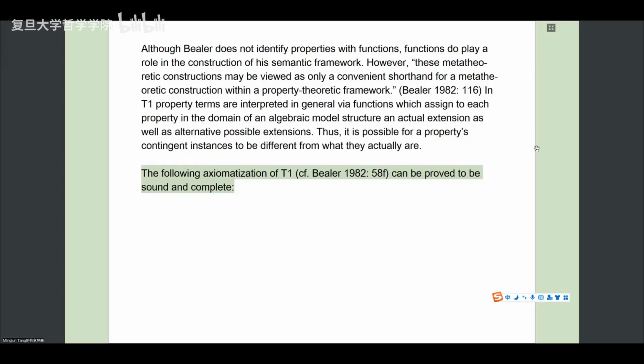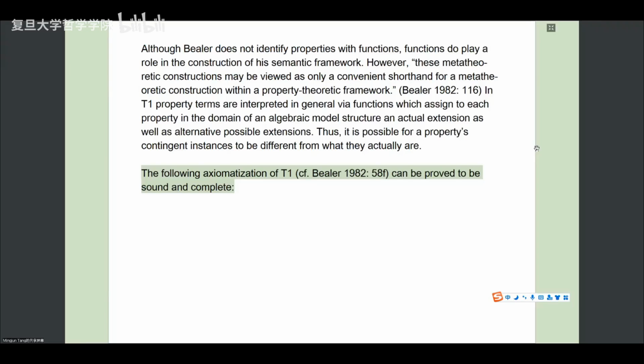And how does this fit together? He argues for this. However, these meta-theoretic constructions may be viewed as only a convenient shorthand for a meta-theoretic construction within a property-theoretic framework. So he takes the use of functions in his semantic framework just as a kind of shorthand, one can say. It's still practical to have it, but actually from a metaphysical standpoint, it's much more natural to take into account only properties, because properties are something which is real somehow, but functions are only conceptual.